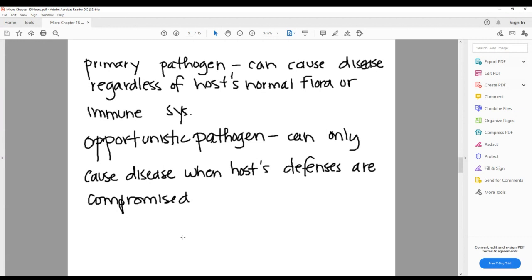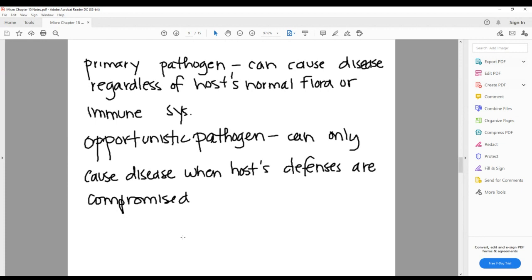So a primary pathogen can cause disease regardless of the host's normal flora, regardless of their immune status. An opportunistic pathogen takes advantage of the opportunity. It is going to cause disease when the host's defenses are compromised. Either they're already sick, their body's already fighting off something, they've taken antibiotics, or their system is being taxed. So that's an opportunistic pathogen. Something like Candida, yeast. Yeast infections are opportunistic infections.